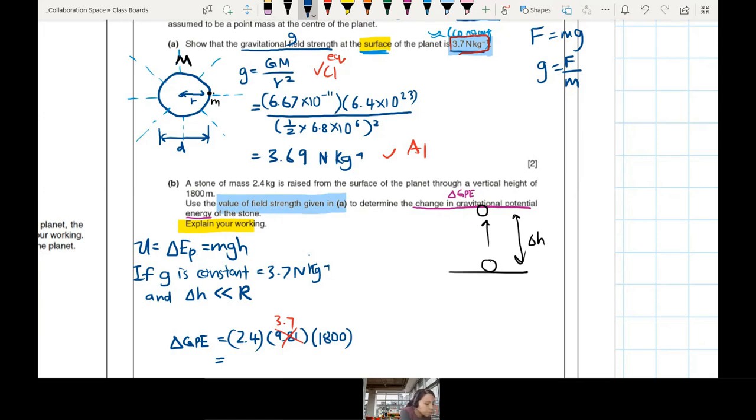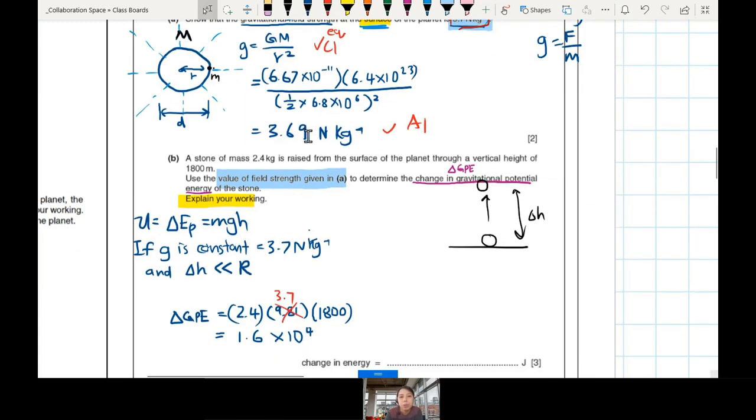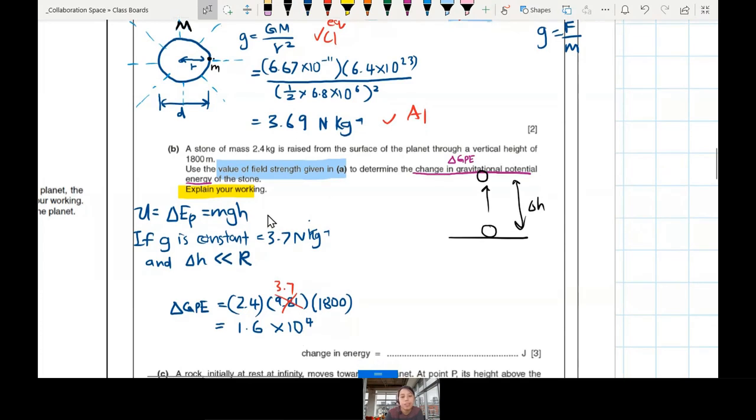So my value is 15984. Roughly, I would get a value of 1.6 if I round it off, times 10 to the 4, in standard form. If you use 3.69, also can. Your decimal might be a bit different, but if you round off, it should still be about 1.6.